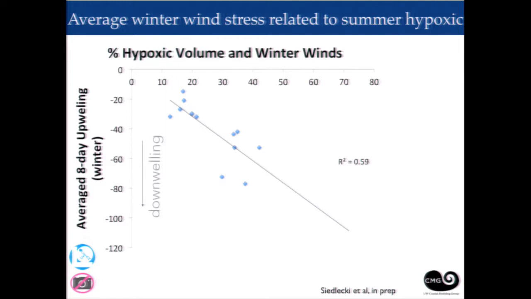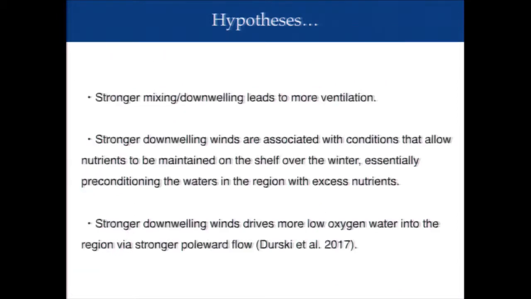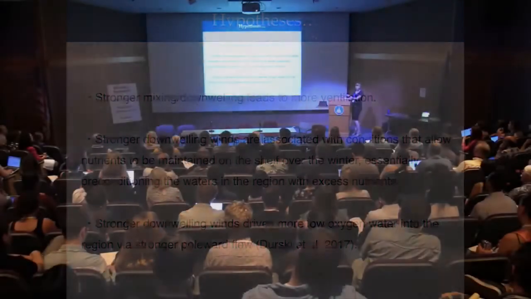And so we actually found that the intensity of the downwelling winds is related to the hypoxic volume on the shelf the following summer, right? So why would that be? It could be that there's stronger mixing, that downwelling leads to more ventilation. It could be that the stronger mixing or stronger downwelling winds are associated with conditions that allow nutrients to be maintained over the winter, so a preconditioning. It could also be this transport of poleward flow into the region.